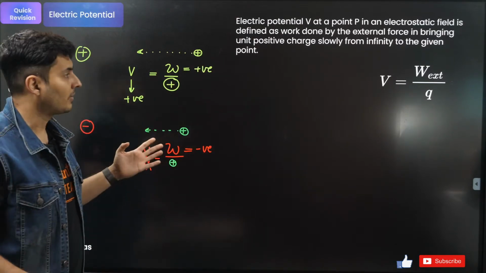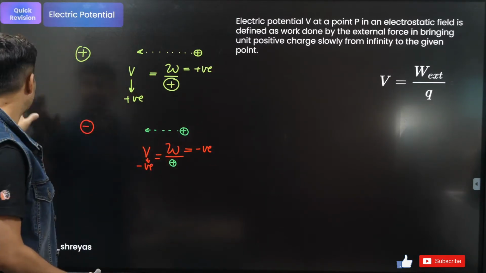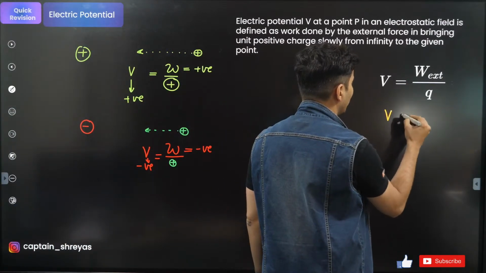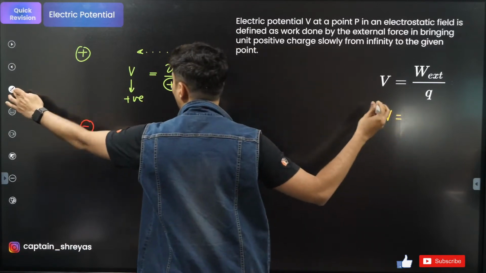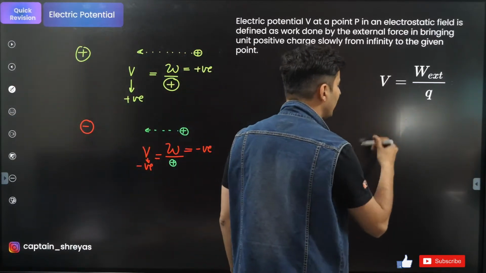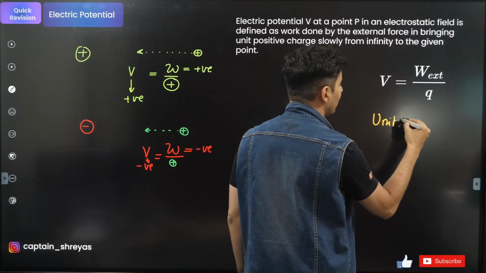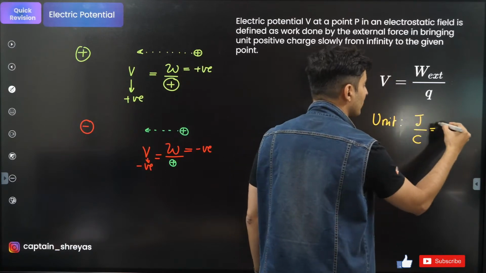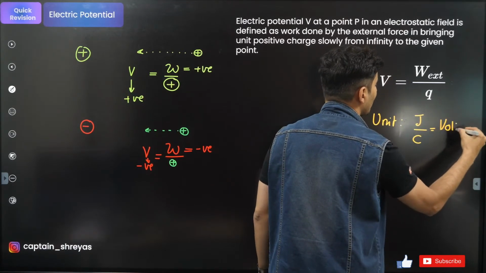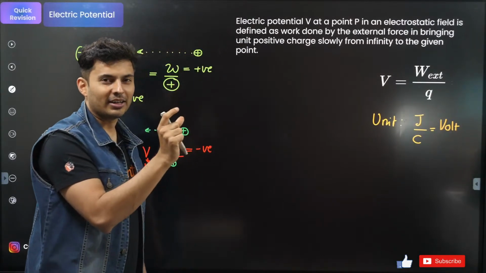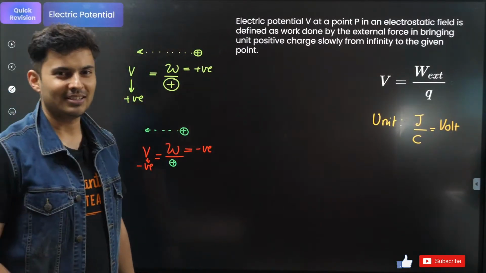Great, amazing. What do you think is the unit of electric potential? Look at this over here. Potential unit. On the top, what do you have, guys? Joules. And at the bottom, you have coulombs. So hence, the unit will be joules per coulomb, and that unit is also called a volt. So 1 volt of potential is 1 joule of work done per coulomb of charge.